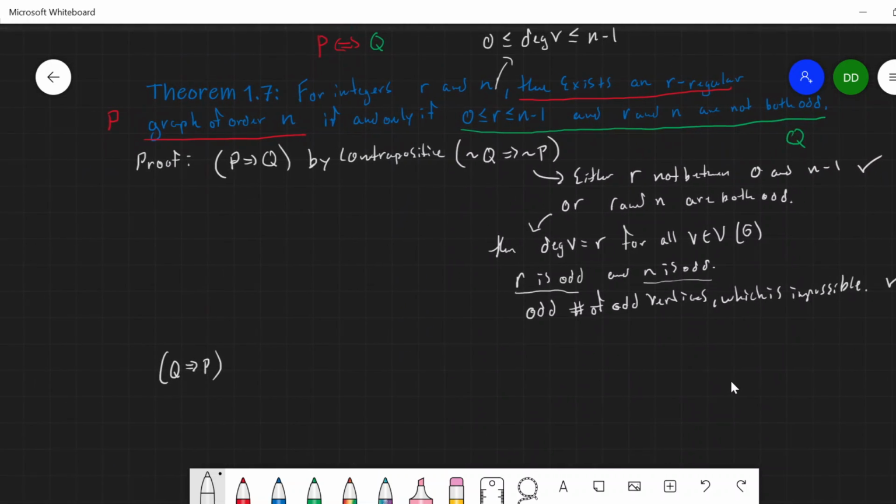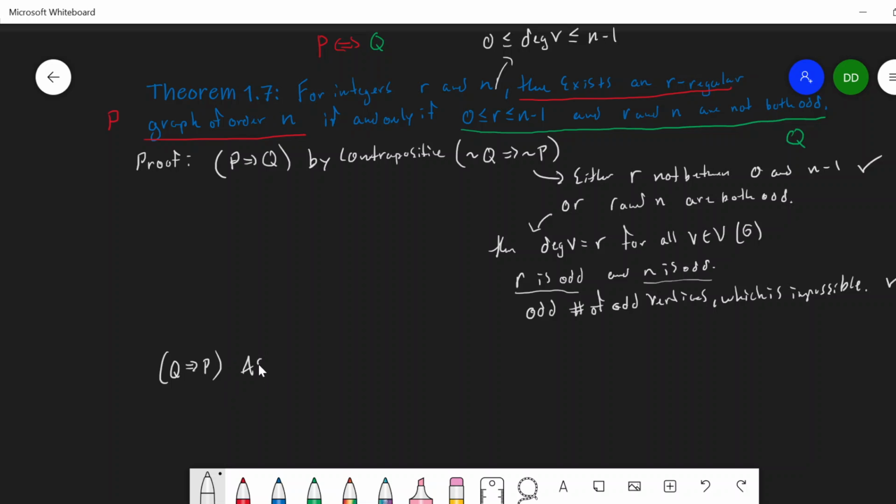So what we want to do here is assume R is between 0 and n minus 1, and that R and n are not both odd. This is going to give us a couple cases, and we want to show that there exists an R regular graph of order n. Since our goal is to show the existence of something, one thing that we'll do here is we'll just construct a graph with that property. Namely, we'll use the fact that our hypotheses are satisfied and construct this R regular graph of order n.